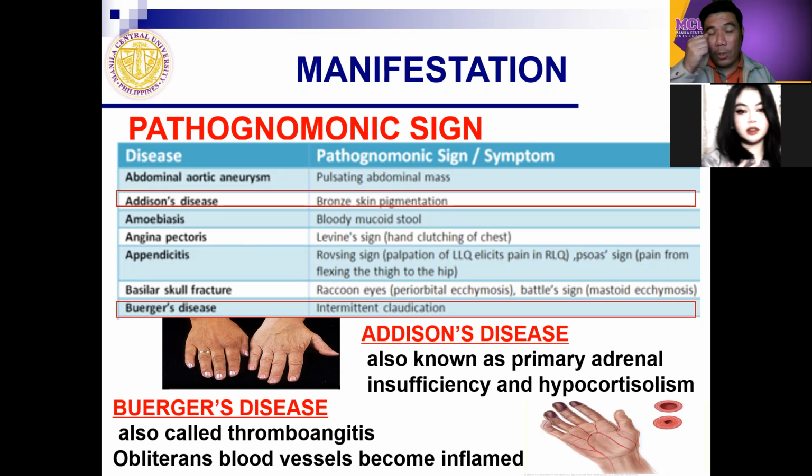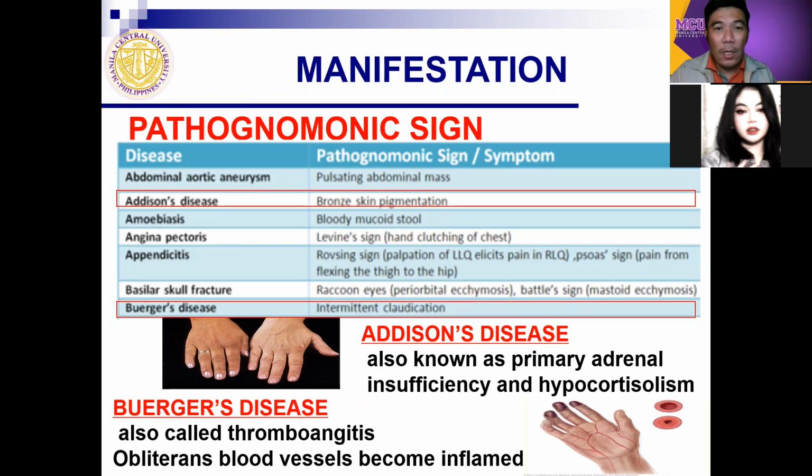Kaya pag sinabi mo sa doctor, Doc, the patient has positive Rovsing sign. Upon palpation to the left lower quadrant, it radiates to right. The patient has psoas sign because when I flex the patient's thigh to the hip, the patient complained of pain. So dalawa pag appendicitis ang problem.